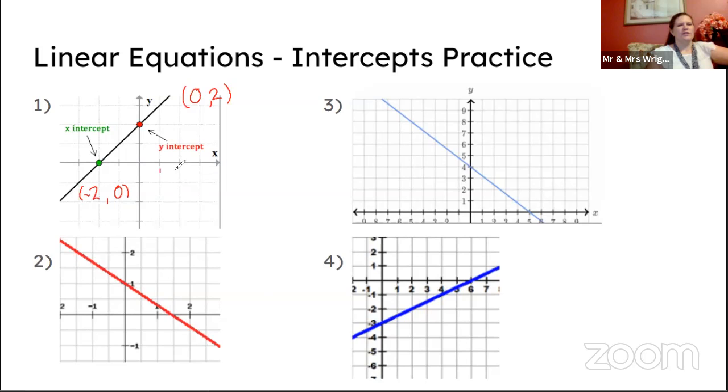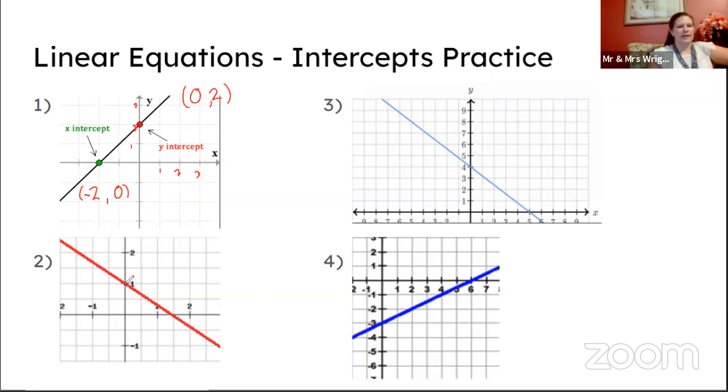Now that's assuming these are 1, 2, 3, etc., which they aren't numbered on this particular graph, but the rest of them are, so it should be easy enough for you to do. So go ahead and pause the video, do questions 2, 3, and 4, and then come back when you're done.